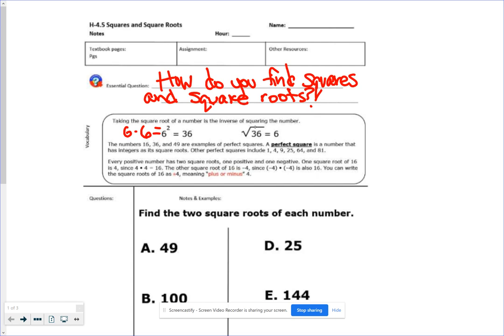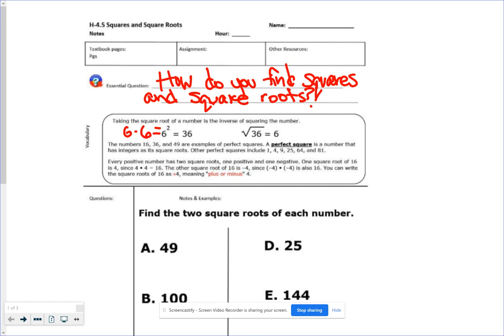So what does the square root sign of 36 mean? It means what times itself will give us 36. Well, 6 times itself gives us 36. The numbers 16, 36, and 49 are some examples of perfect squares. A perfect square is a number that has integers as its square roots. So integers are whole numbers. Other perfect squares include 1, 4, 9, 25, 64, and 81.